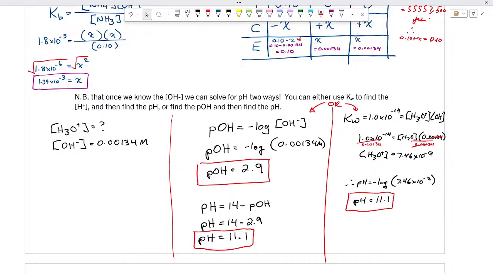Is it molar? The answer's in molar. Yeah, and it could be, you might have a question where it's in millimolar, micromolar, or something like that, but typically it'll be in molar.